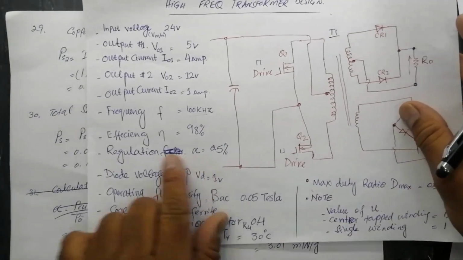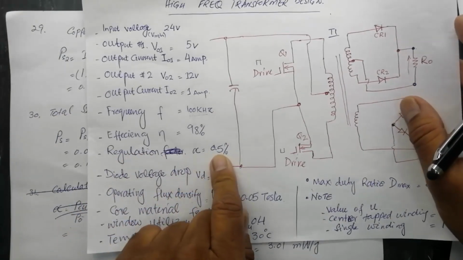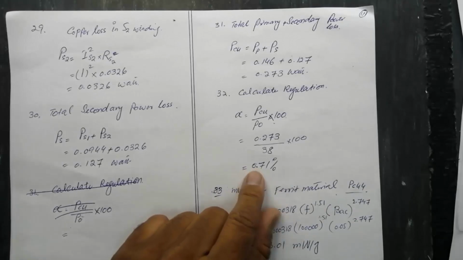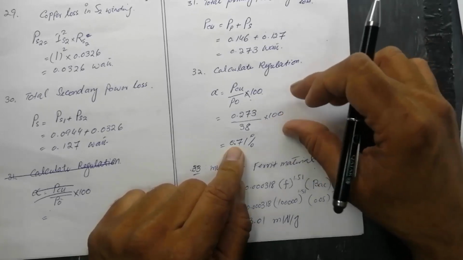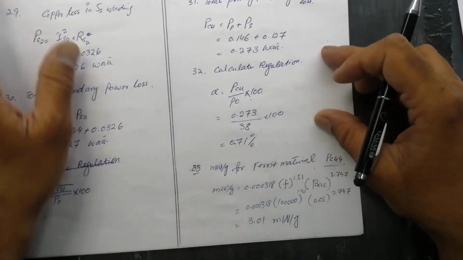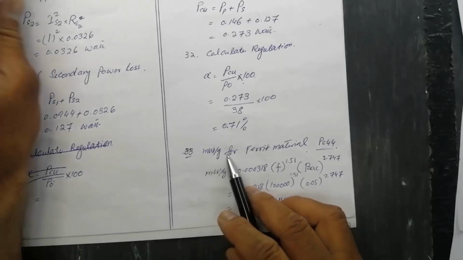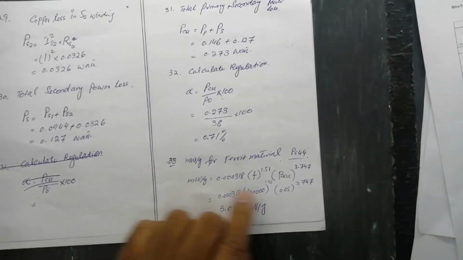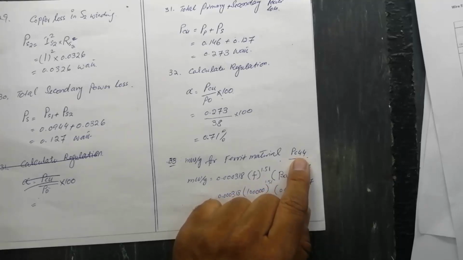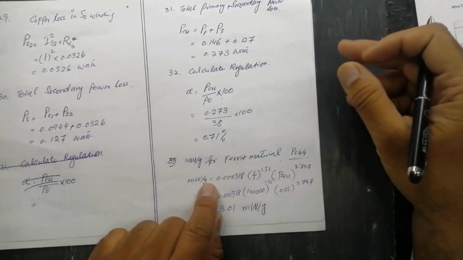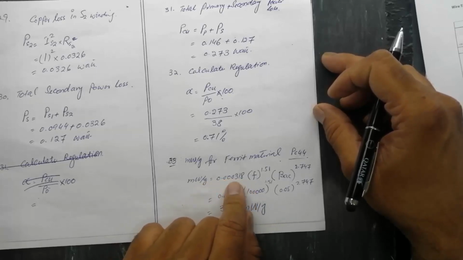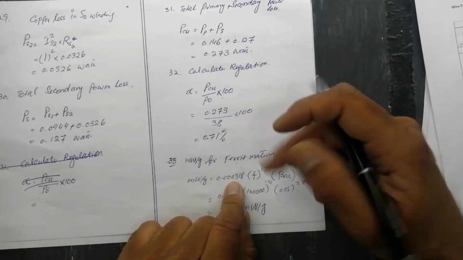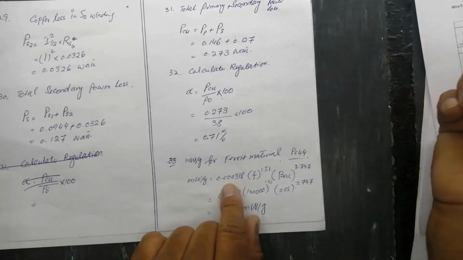It was our goal, regulation 0.7%, 0.5%, but after calculations 0.71% is very close to 0.5%, so we can compromise here. Now milliwatt per gram for ferrite material. It is calculation for PC44 material. If you use another material, you have to consult the data sheet to find this milliwatt per gram core ferrite loss. Ferrite material, how much loss it will make, we have to calculate it.